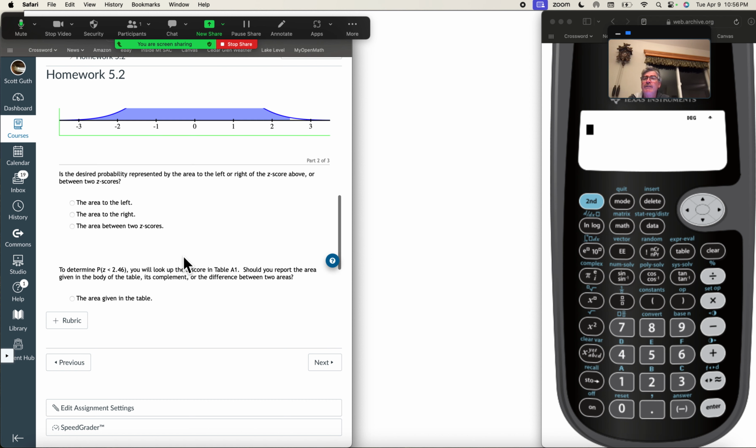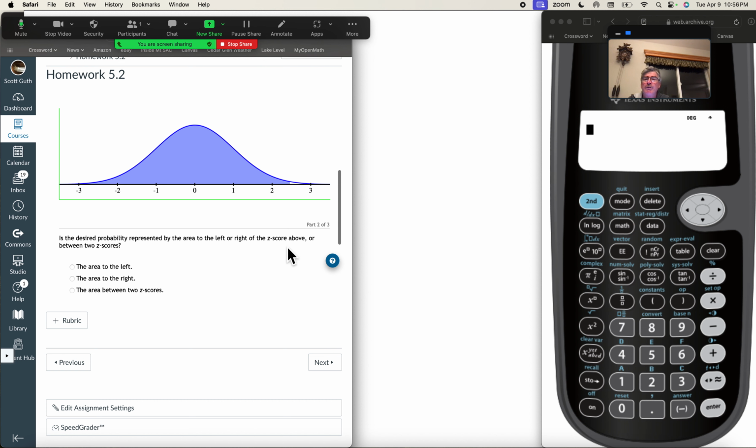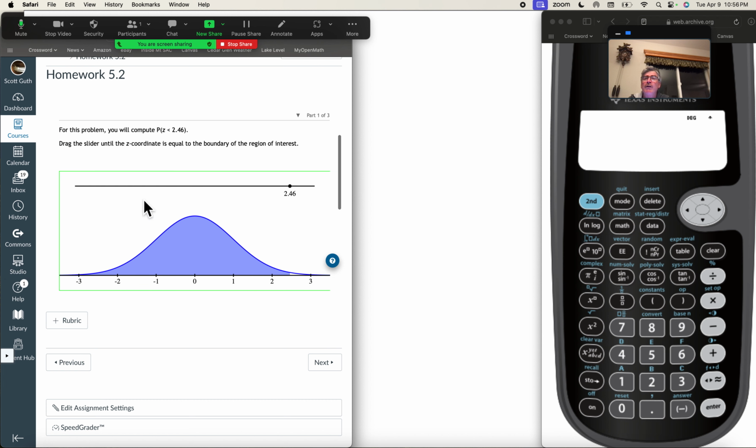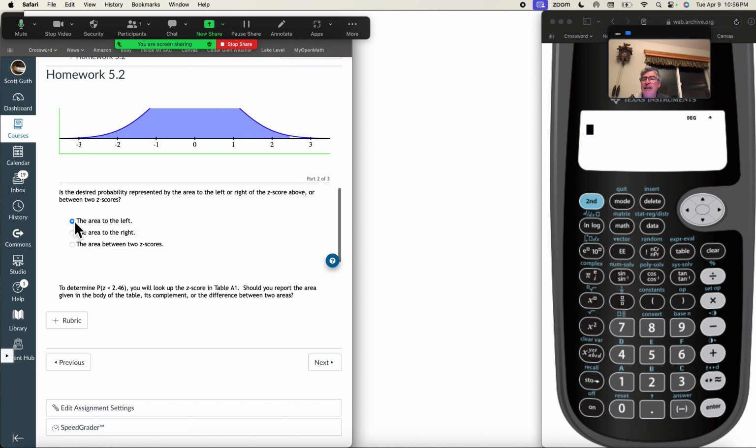And then it says, is the desired probability represented by the area to the left or the right or between two z-scores? Well, we're doing the less than 2.46 region. That's everything to the left of 2.46. So I'll go ahead and say area to the left.